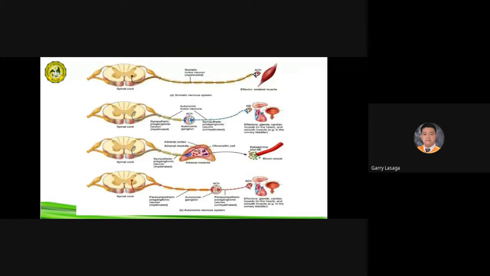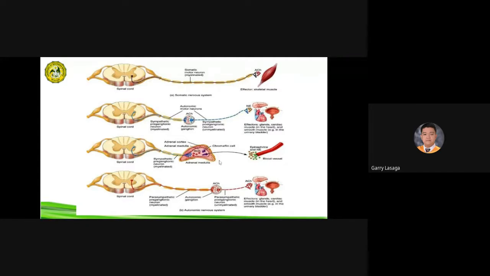So we also have here another representation of our sympathetic nervous system. This is the typical structure of the sympathetic nervous system innervation. We have here our preganglionic nerve, our autonomic ganglia, our sympathetic nerve, and our effector organs.